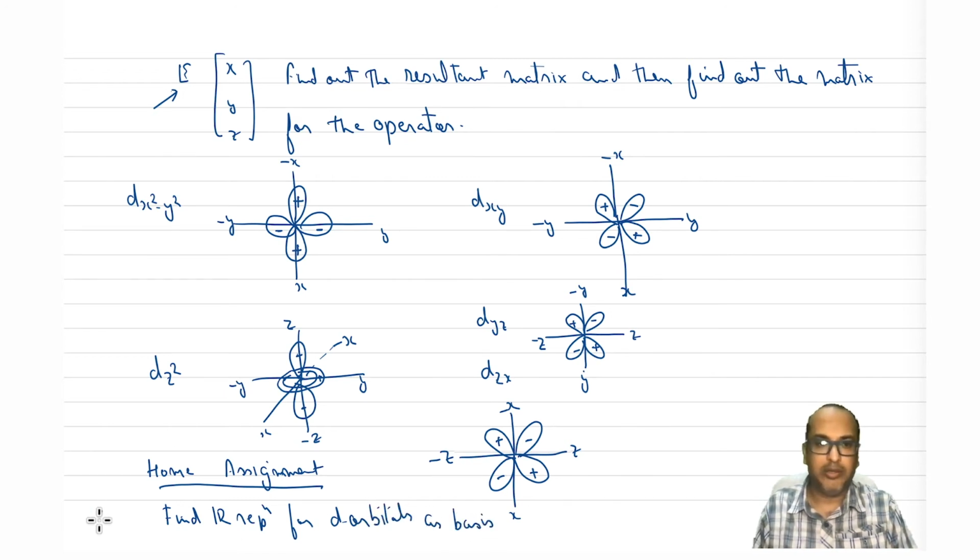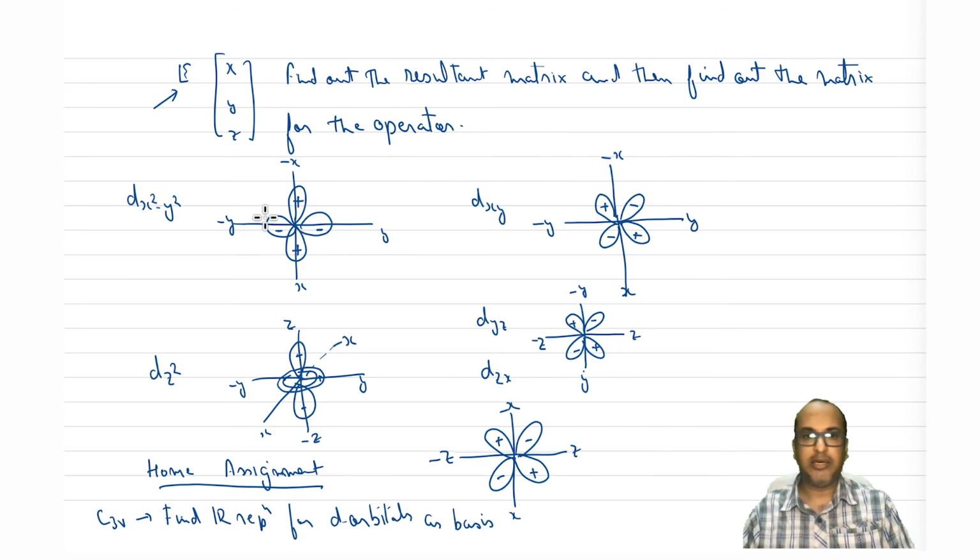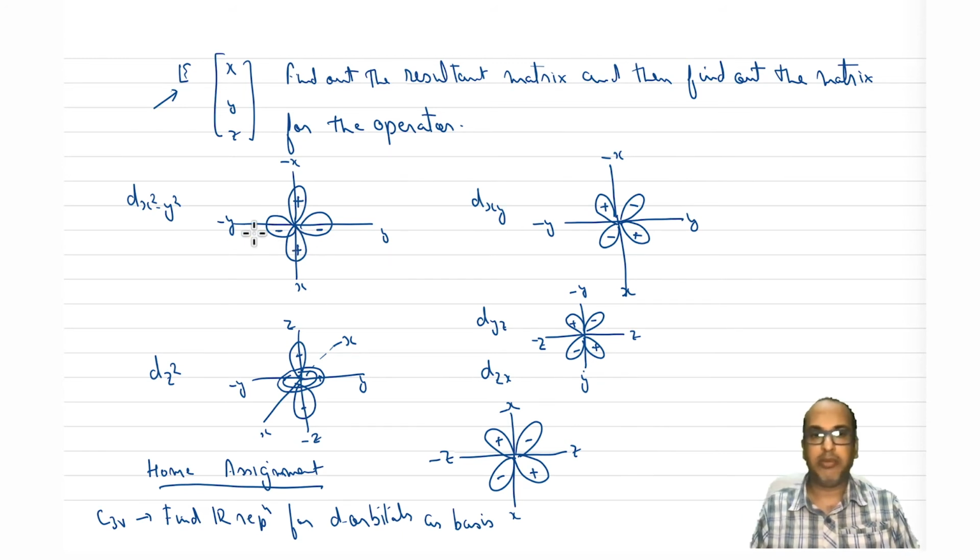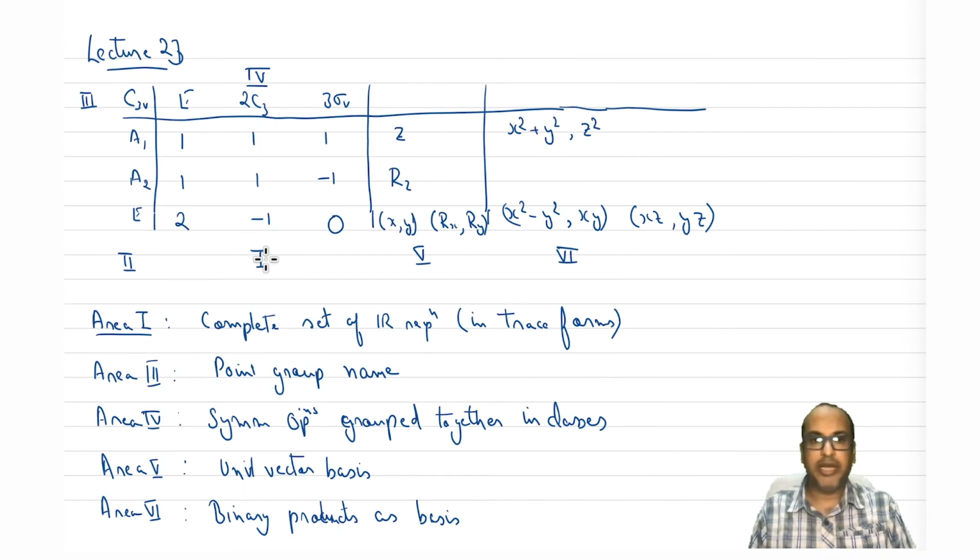So in C3V case, for example. Okay, so do it for yourself, and then you will see how it is transformed. So we'll be able to identify it easily. So now we know that area 1 is clear, area 3, 4, 5 and 6 is clear. Now let us look at these symbols over here, A1, A2, A3.